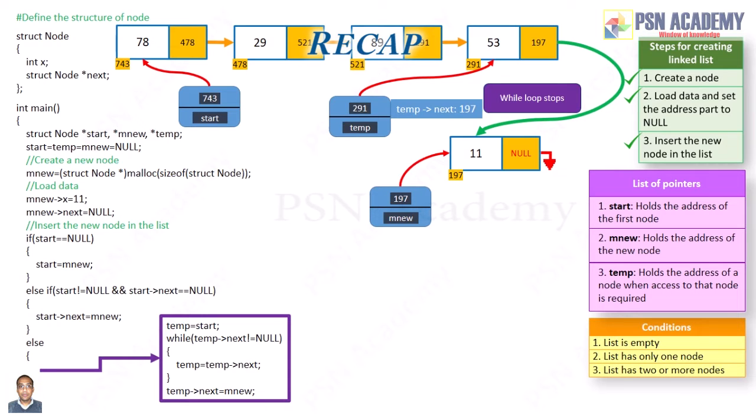And if the list has 2 or more nodes, we run a loop which will enable the temp to visit each node and find the node whose next pointer points to null. That will signify that it is the last node. Then the new node is attached to the last node like this.